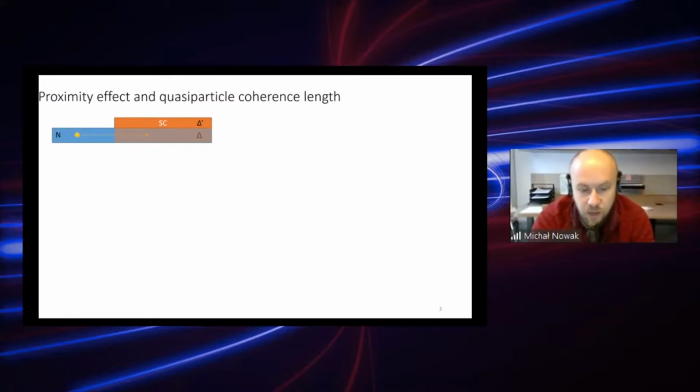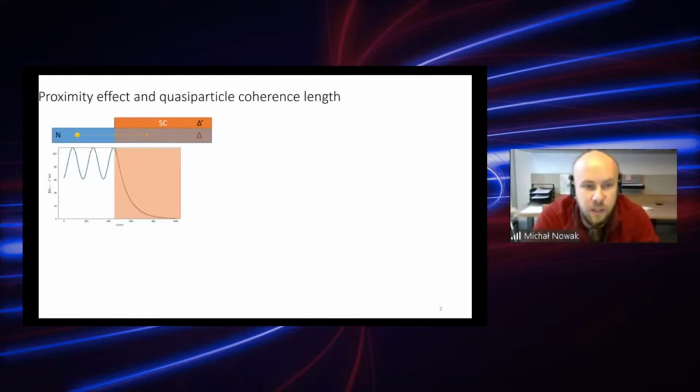And now if we consider an electron incoming to that sandwich, of course it cannot propagate infinitely long in the proximatized part. It will be Andreev reflected. However, it will propagate along a certain length in this proximatized region, and this length is called the quasi-particle coherence length. Here we see a probability density of such a quasi-particle, and we see that in the proximatized part it has this evanescent tail, which can be approximated by such an expression, where psi is the quasi-particle coherence length.